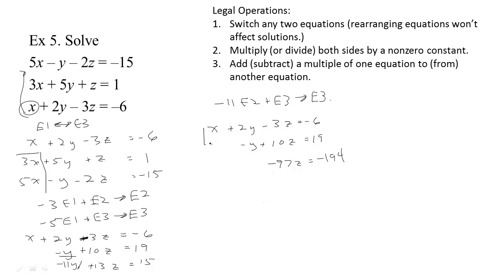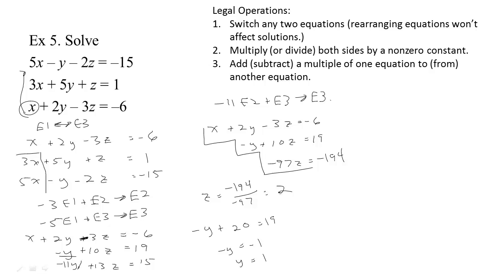Okay. Now you can see we have our staircase, and so we can solve for z. z is negative 194 divided by negative 97, which reduces to 2. So now we know z is 2. We can back substitute into the next equation up. Negative y plus 10 times z would be 20, because z is 2, equals 19. So negative y equals negative 1 when I take 20 away from both sides. So y is equal to 1.